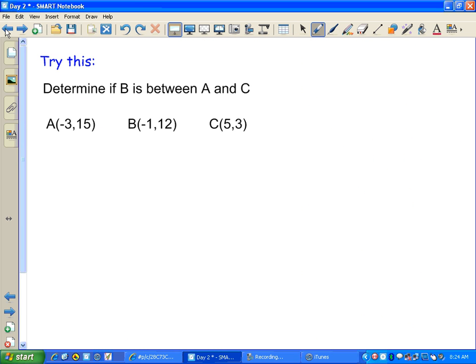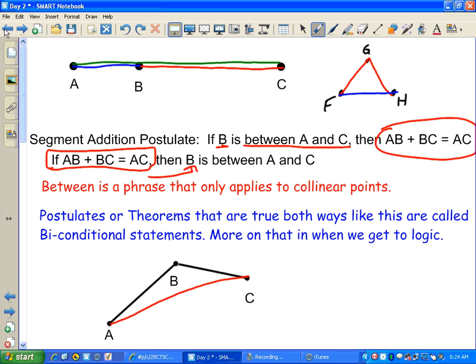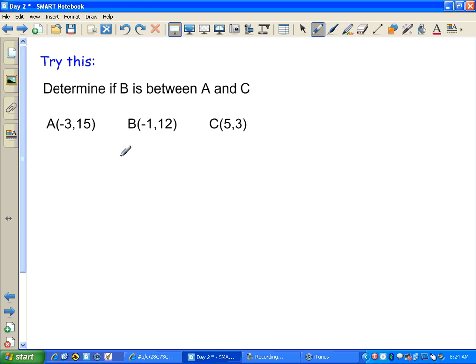Okay, so all this is going to be used in our segment addition problem. Remember, I'm trying to determine if B is in between A and C. So I need to find out if AB plus BC equals AC. So what's the length of AB?